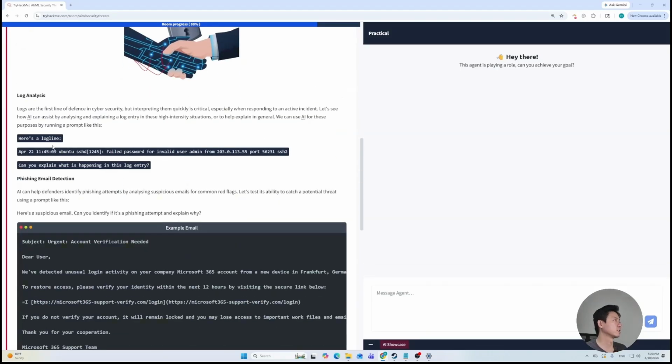First is the log analysis. Logs are the first line of defense in cybersecurity, but interpreting them quickly is critical, especially when responding to an active incident. Let's see how AI can assist by analyzing and explaining log entries in these high-intensity situations. So we can try this, copy and paste right here.